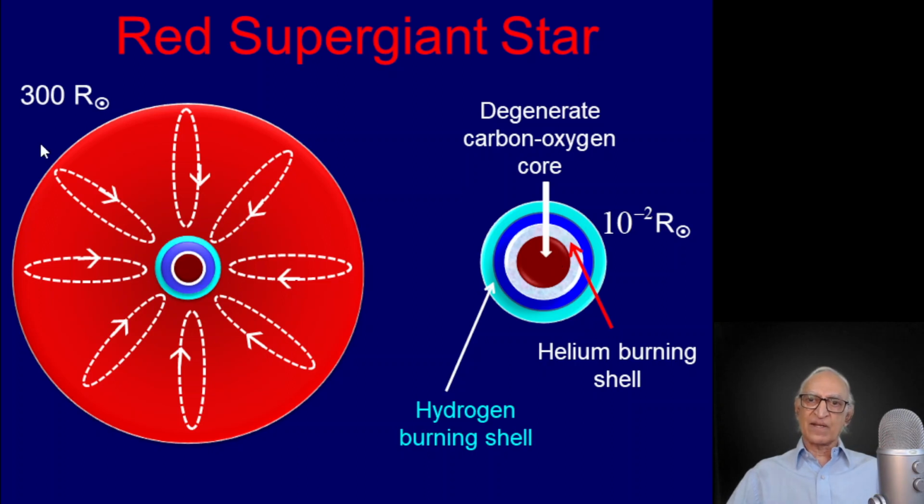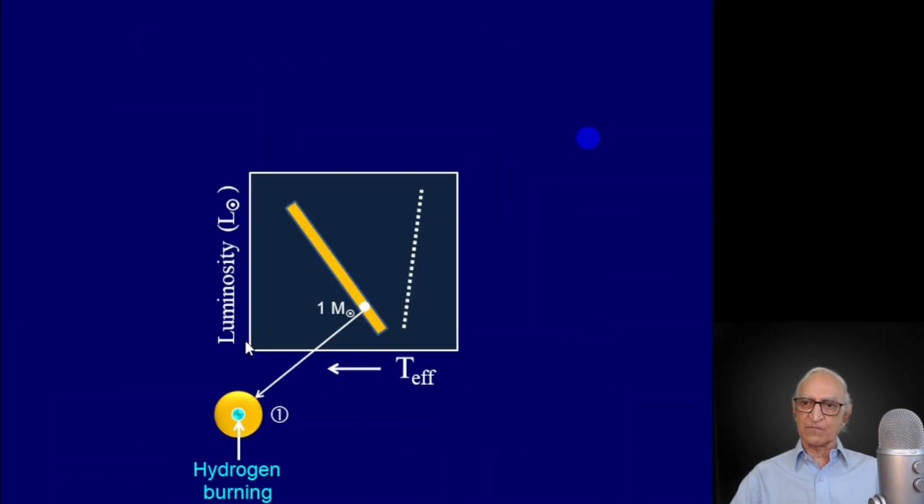The star has expanded to a radius of 300 solar radii. The Earth and the inner planets will be completely swallowed by the Sun when the Sun becomes a red supergiant. And the supergiant will again be convective, just as the red giant star was convective. So now let us look at the full drama using this diagram.